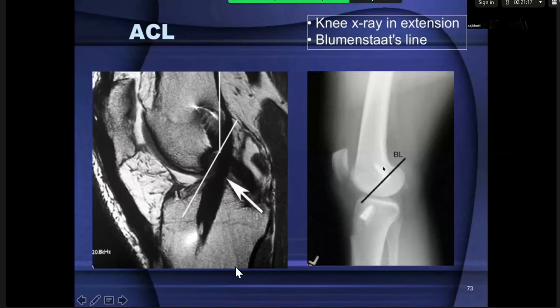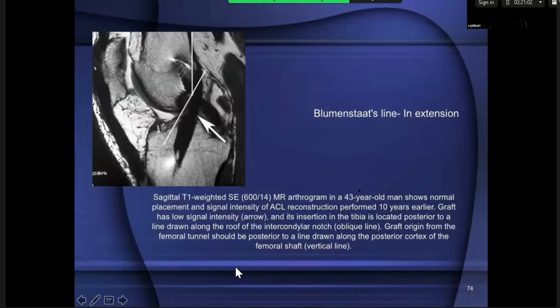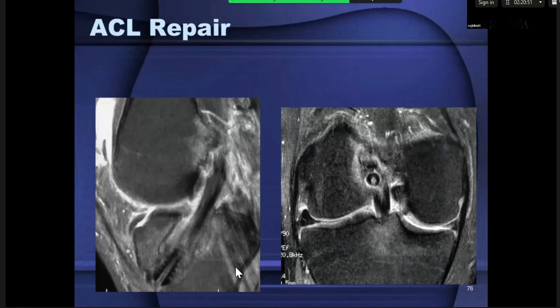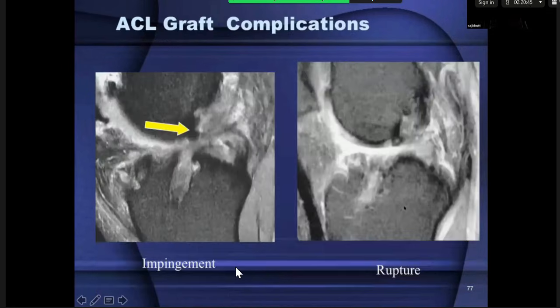The entrance of the femoral tunnel at the back should be about 3 to 4 millimeters in front of the posterior cortex of the femur. So two things: one, it should be parallel to this line, and two, the femoral cortical appearance is just around here. If the graft tunnel is too far forwards, then roof impingement happens. If it's too far back, then instability can happen. So normally it should be like this, but if it's too far to the front, it's getting impinged here and it will rupture early on.